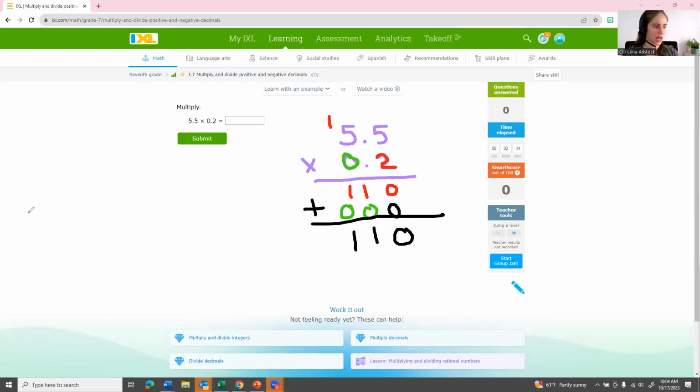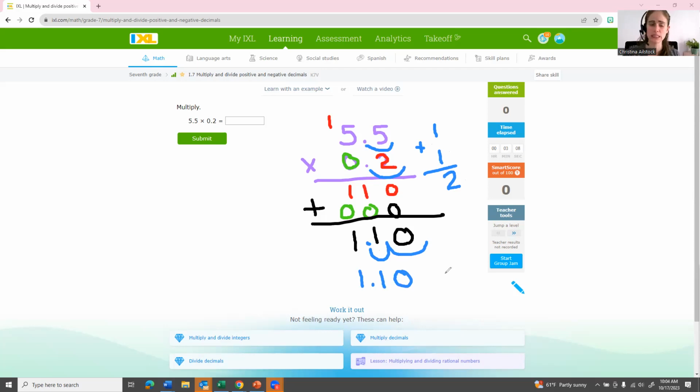So remember, to do that, we go back and we look at our original problem, and we need to see how many digits fall after our decimal point. So we have 1 digit after our decimal here. We have 1 digit after our decimal here, meaning we need 2 digits that follow our decimal point. We need to move that decimal point 2 places. So 1, 2. So we have 2 digits that follow our decimal point.